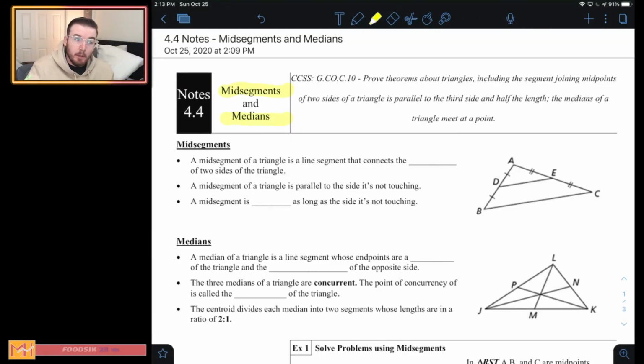So I guess I need to share my screen, don't I? There we go. So we're looking at mid-segments and medians. So, what is a mid-segment? What is a median? Actually, I might restart. If you're watching this replay from the very beginning, I might restart. I always have the little timestamps in the description.